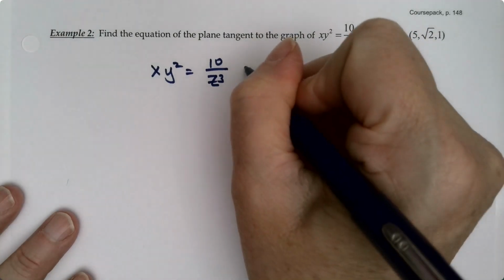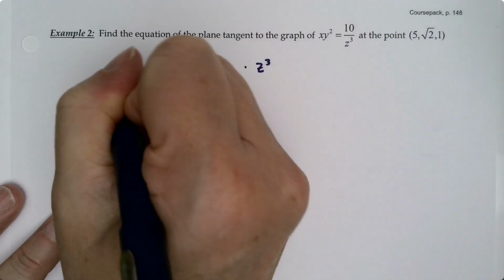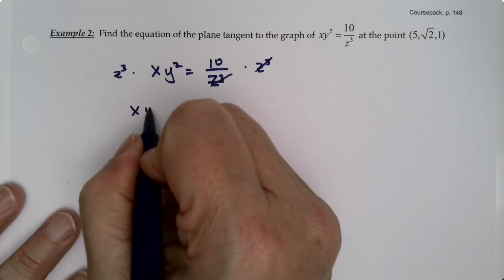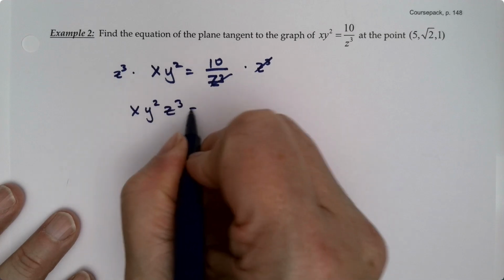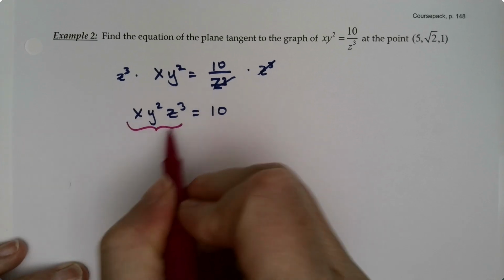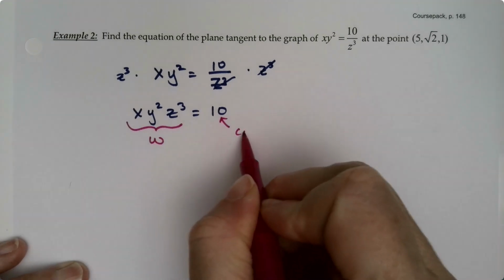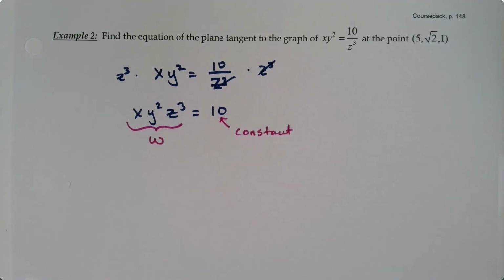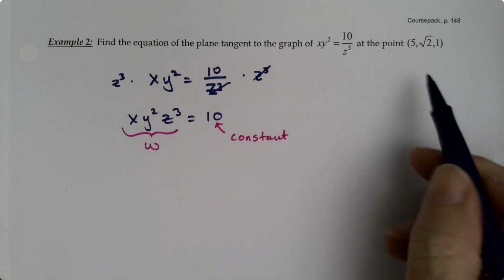So what we're going to do is multiply both sides of the equation by z cubed. That makes it so xy squared z cubed equals 10. Well, this works, right? Because here's my function w and here's a constant. They don't always have to be equal to 0. I mean, 0 works as a constant, but so does 10. So that's fine.